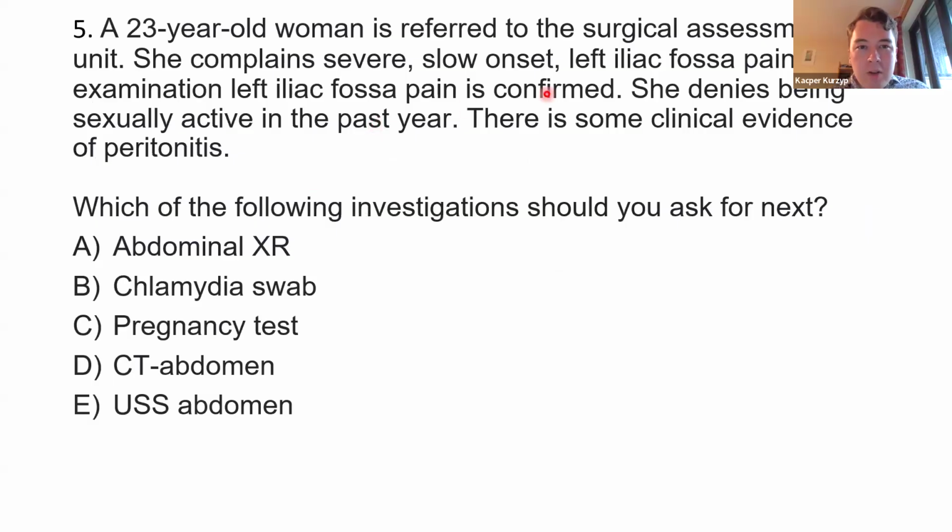Now we have a 23-year-old female patient, surgical assessment unit, severe slow onset left iliac fossa pain, on examination that pain is confirmed. She denies being sexually active in the past year. You find signs of peritonitis, that is to say she has a bit of guarding. So what is your next investigation?